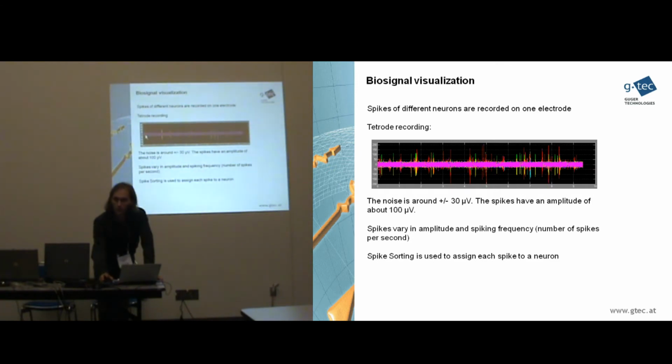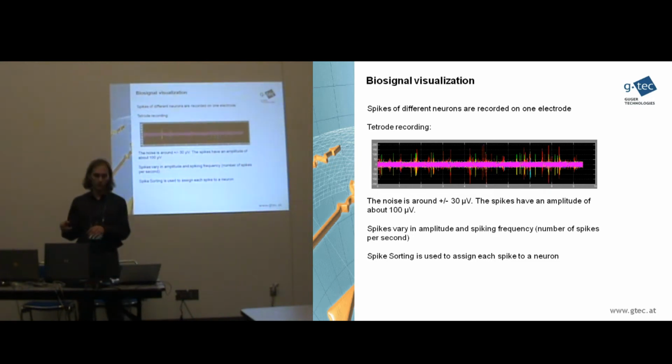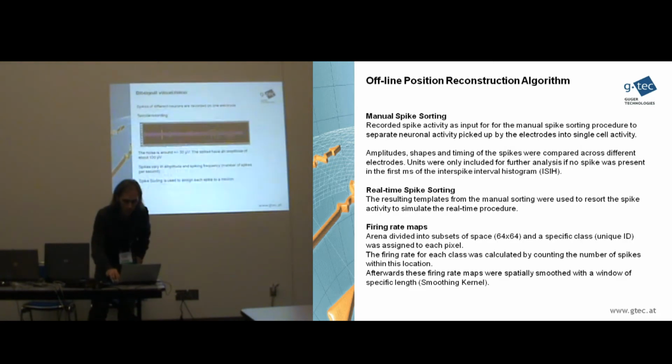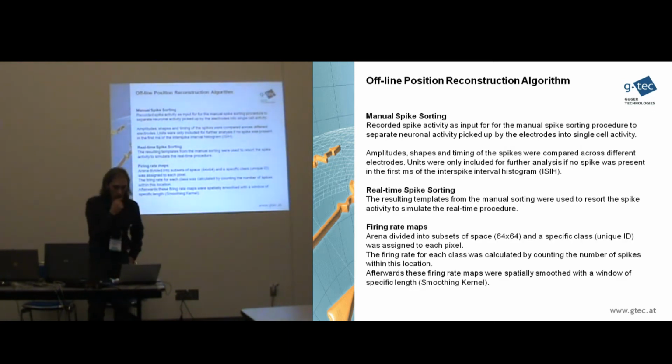So here you see a typical trace of spikes coming in. This here is just noise. It's about plus minus 30 microvolts in this case, and the sharp high peaks are the spikes of one tetrode. So the different colors show the different channels. In this case we have 4 channels because it's a tetrode, and the goal is now to sort them.